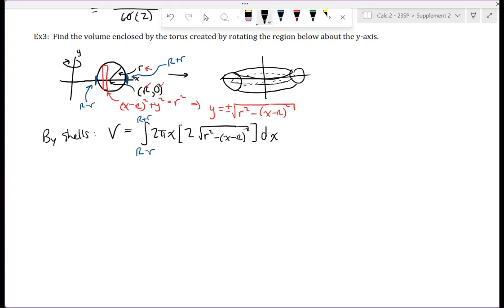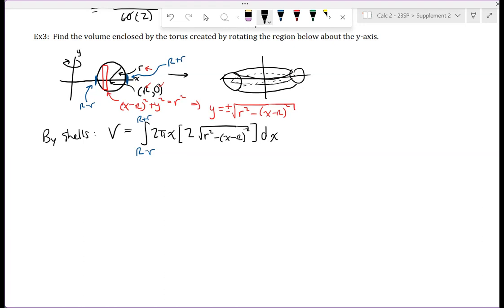So this is the integral I need to do. This does look kind of promising. It looks like I might be able to do some substitutions or something. I do have kind of an x squared inside of a square root and an x outside. So let's work on this.